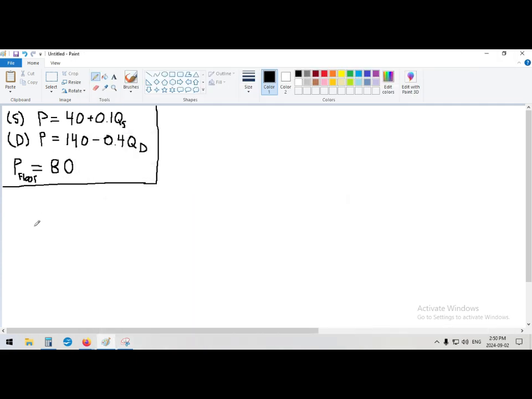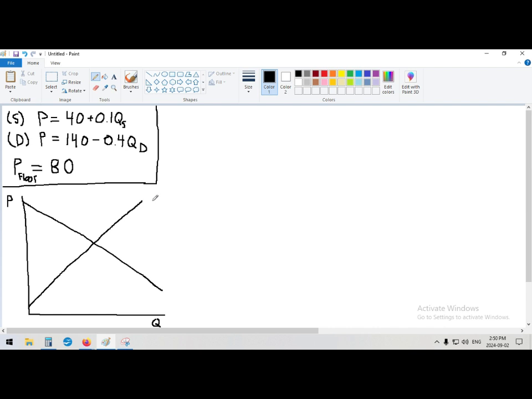So here we have supply and demand. Let's graph it out here. We look at the supply curve. We can see the supply curve starts at 40 and then increases from there. So we have 40 down here. And for the demand curve, we can see it starts at 140 and then decreases from there. So we have 140 up here. Now in terms of the price floor, we don't know where it is right now, because 80 could be anywhere between 140 and 40. We don't know if it's up here or down here.